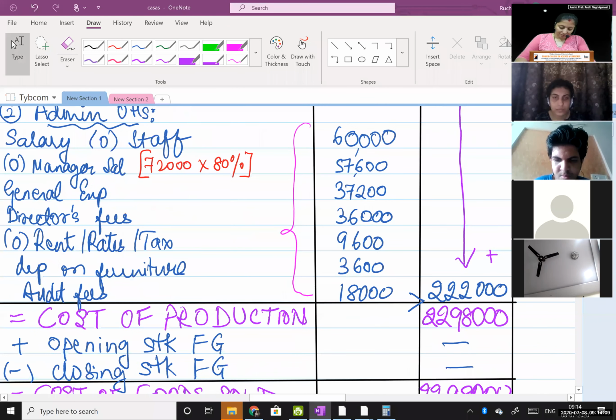Then add opening stock of finished goods less closing stock of finished goods. It's not there in the question, but still you have to write it up. You have to show it in the statement. The amount column will be nil, I've put a dash. But still in the statement you will show it. You will not skip this step. Don't think that if it is not in the question, we will not write it either. No.